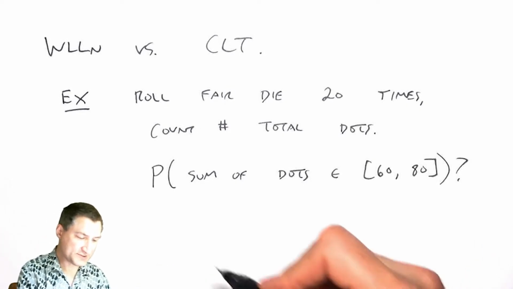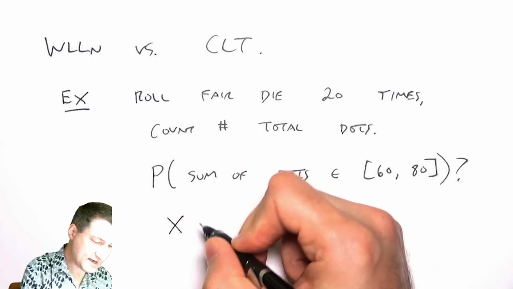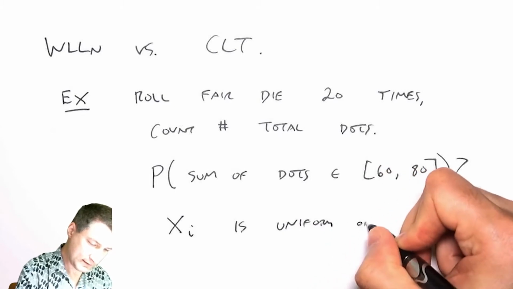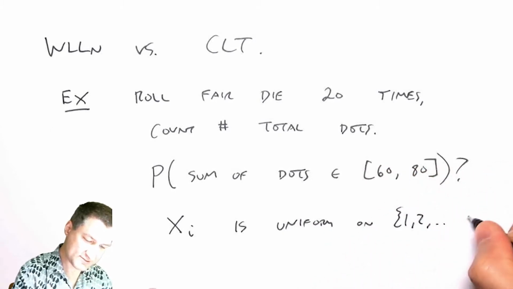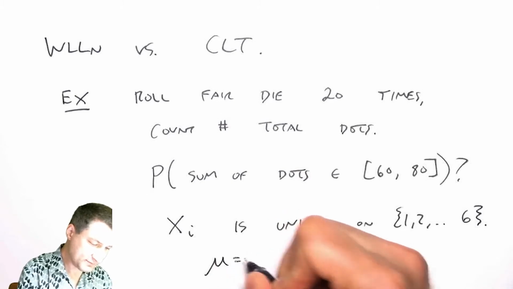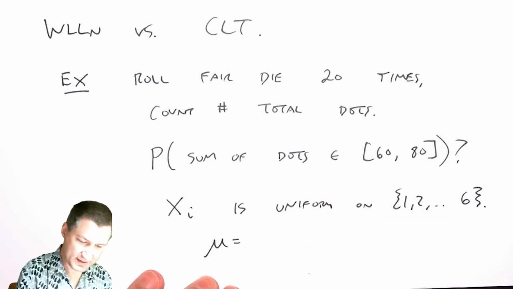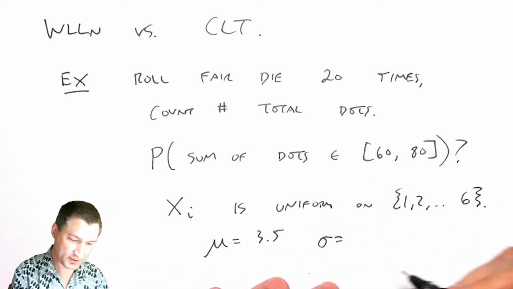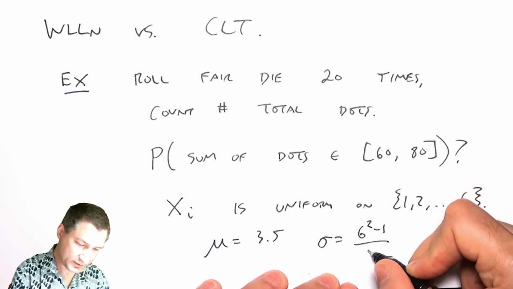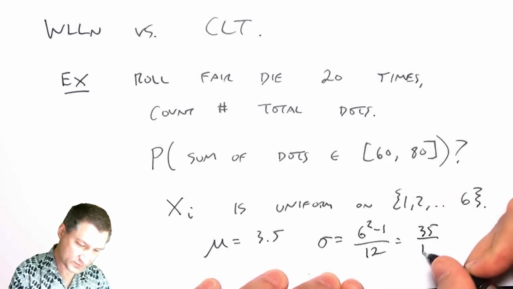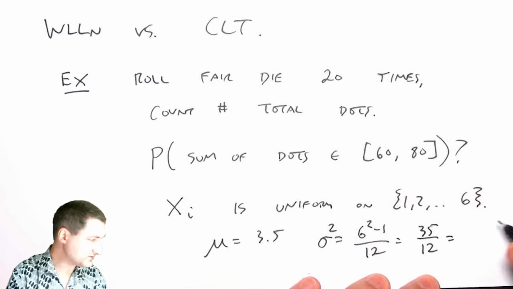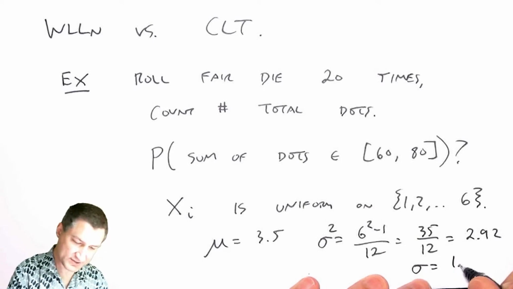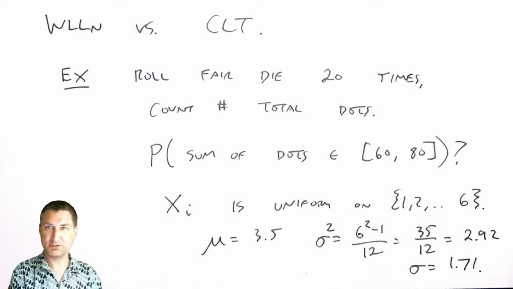First of all, let's just realize that each of the xi's is uniform on 1 through 6. So my mean for the random variable is basically the middle number, which is 3.5, and my sigma I can look up in the table: 6 squared minus 1 over 12, which is 35 over 12. Actually, that's the variance, so this number is about 2.92. So my actual sigma is the square root of this, which is about 1.71. All this is preliminary.